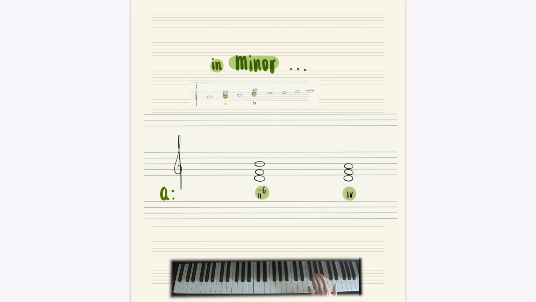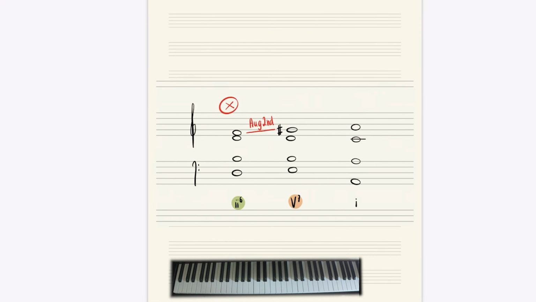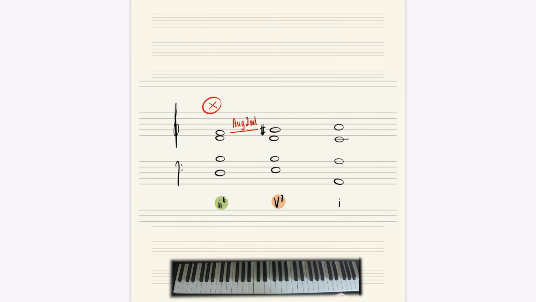And here's the thing, if you lead from chord 2/6 or chord 4, which both include the 6th degree of the minor scale, if you lead from them onto chord 5, which includes the sharp 7th degree of the scale, you will end up having a leap of an augmented second in one of your voices, because that augmented second is going to be between the 6th and the sharp 7th degree of the scale.